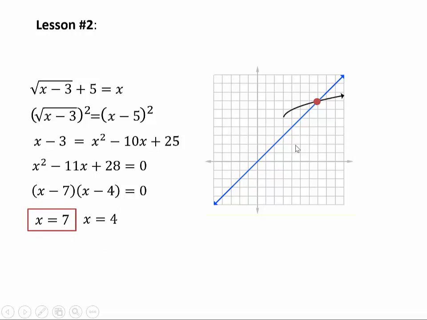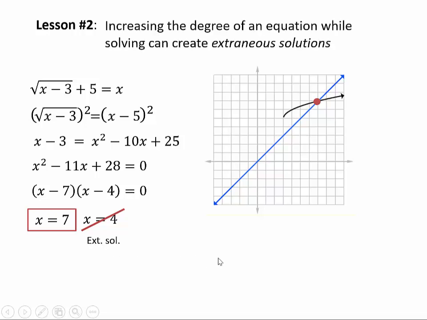4, we can actually see right here, they do not have the same value. And because of that, we're going to say that 4 is an extraneous solution. I just wrote an abbreviation here. EXT for extraneous, SOL for solution. And that's what our lesson is.